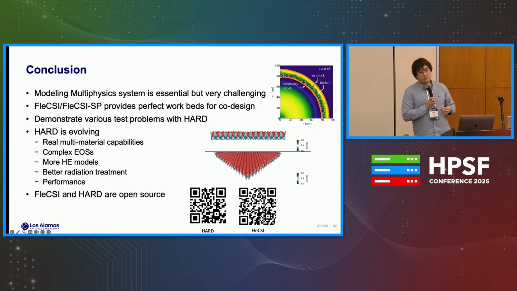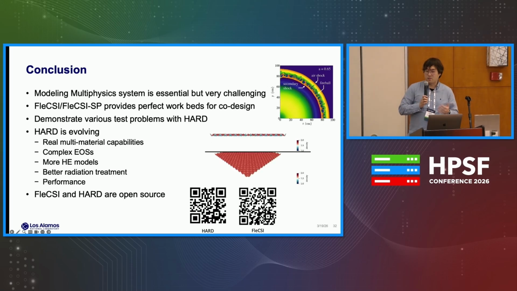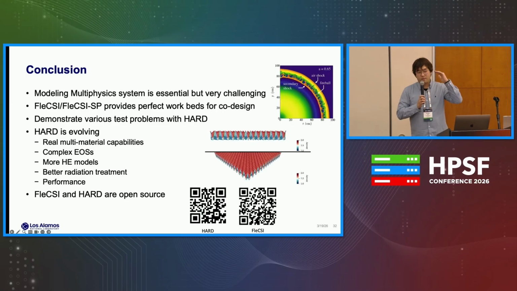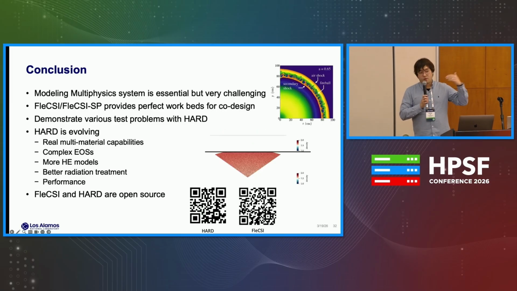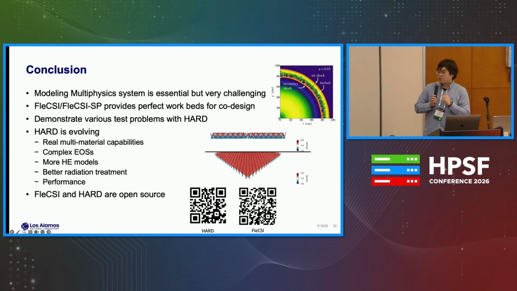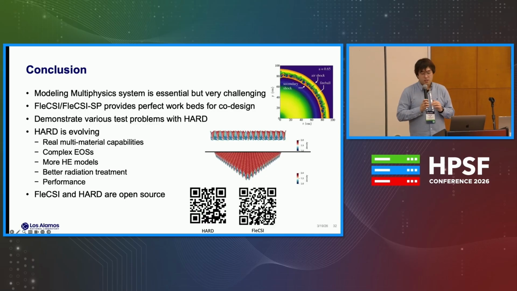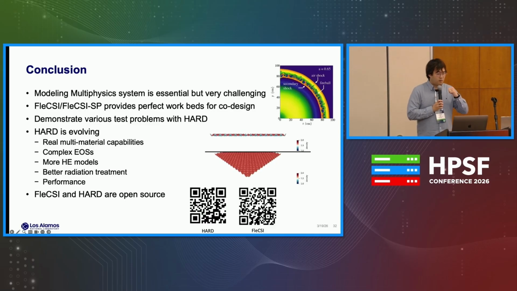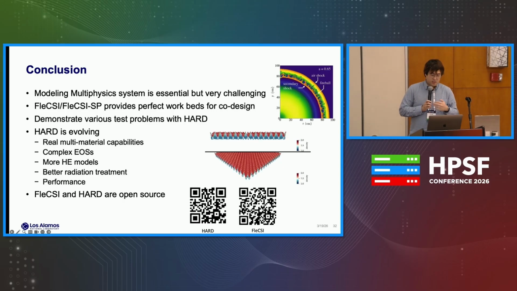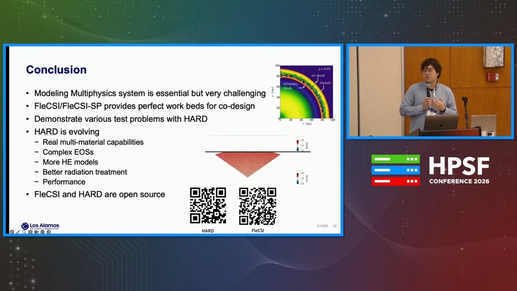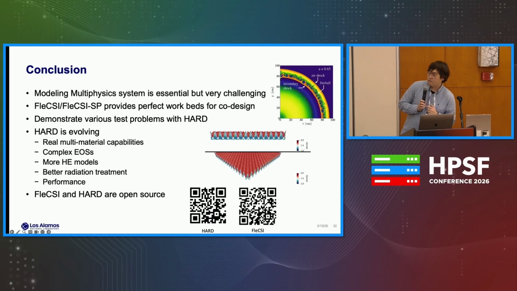It started with a group of students during the summer school at Lano called the Co-Design Summer School 2024. Within 2 years, we are very happy that we have added a lot of different physics, run on multiple GPUs, and provided some production data for different application areas at Lano. But we are adding much more physics and also tackling different types of architectures to scale better. And FleCSI and HARD are both open source.